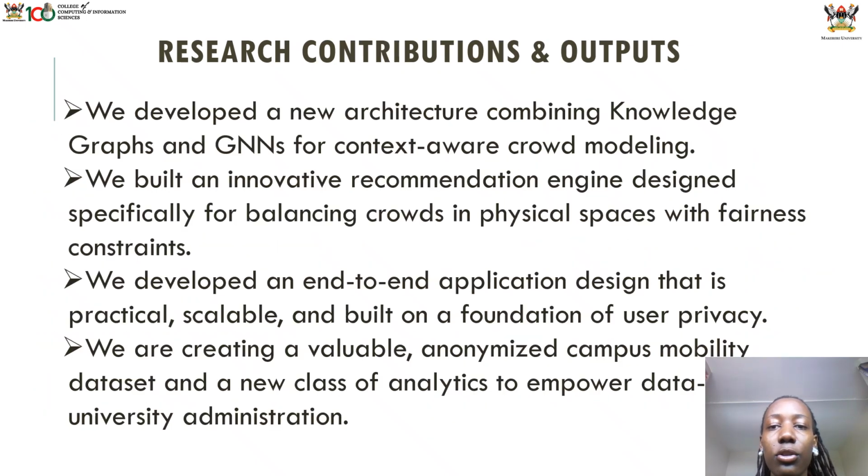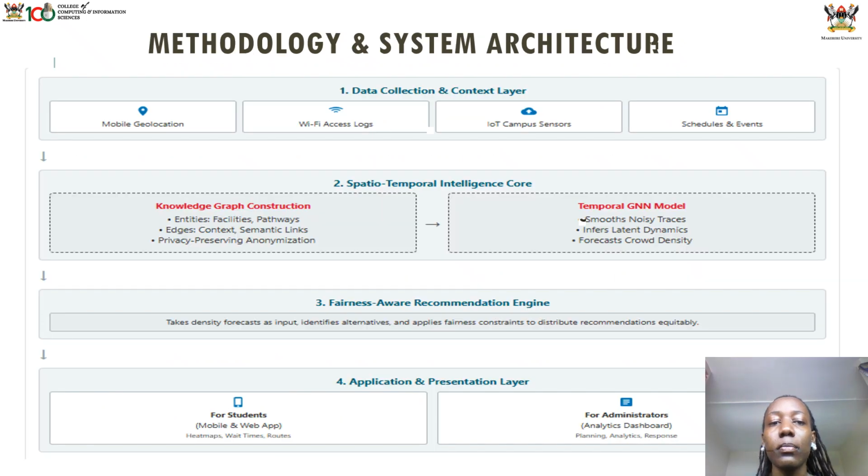Then moving on to our research contributions and outputs, we developed an architecture that combines knowledge graphs and graph neural networks for contextual crowd modeling. And we built an innovative recommendation engine designed specifically to balance crowds in physical places with fairness-aware constraints. And we developed an end-to-end design that is practical, scalable, and built on a foundation of user privacy. We are creating a valuable anonymized campus mobility dataset and a new class of analytics to empower data-driven university administration. Then moving on to our methodology and system architecture.